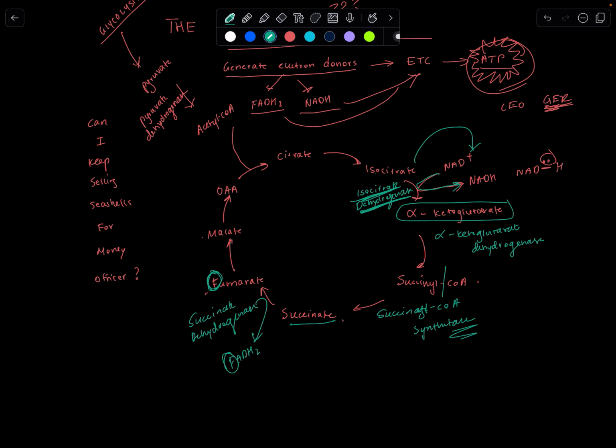All right, and now we're going from fumarate to malate. So we're breaking down fumarate. The enzyme that's going to do that is called fumarase. See how for the most part these enzymes are pretty much named based off of what they're doing, right? All right, so now we're left with malate.